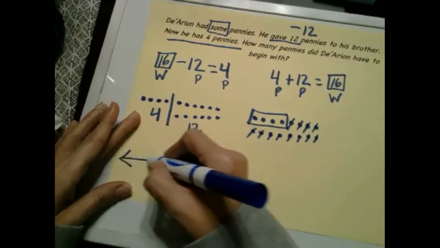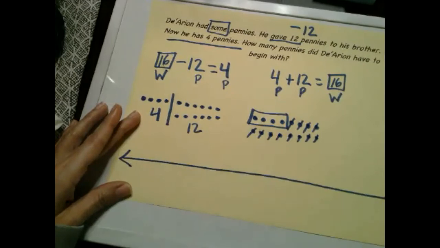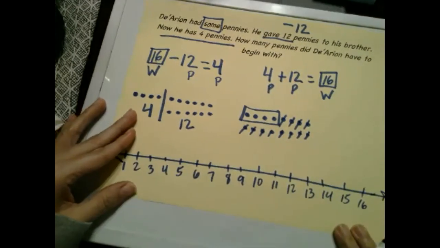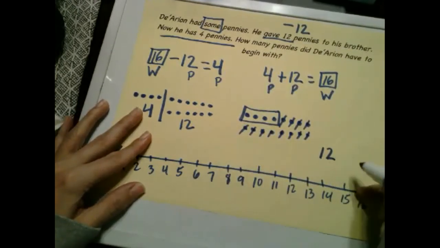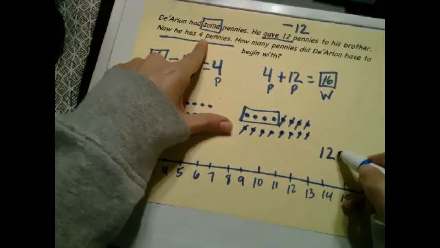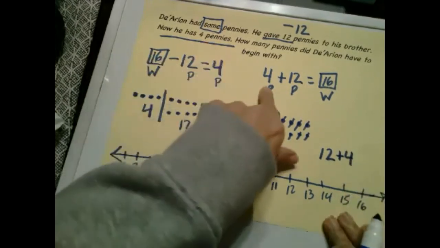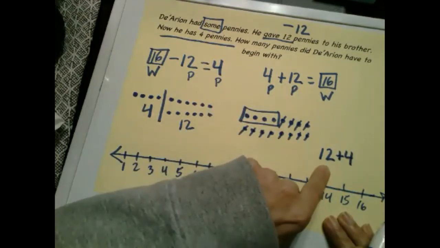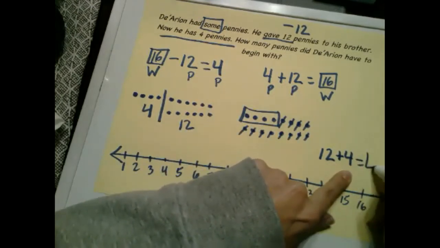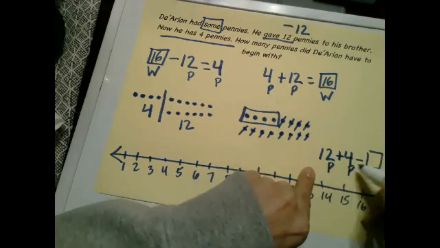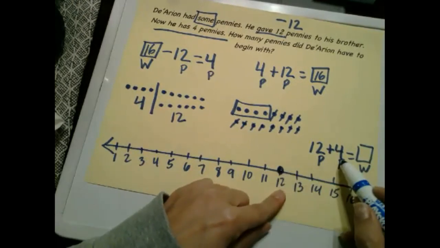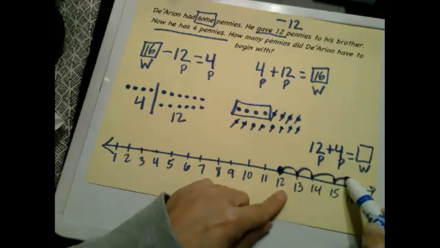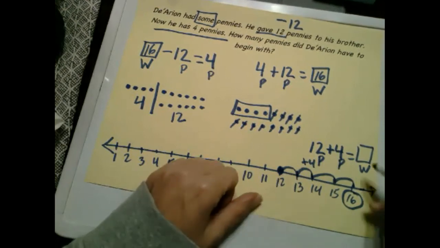I could have also used a number line to help me. I knew that she had 12 that she gave away, and I know that now they have 4, so I had 4 plus 12, but I can flip that around to be 12 plus 4 to get my whole, because a part and a part make a whole. So I'm going to start at 12. I'm going to add my 4. 1, 2, 3, 4. And now I know we started with 16.